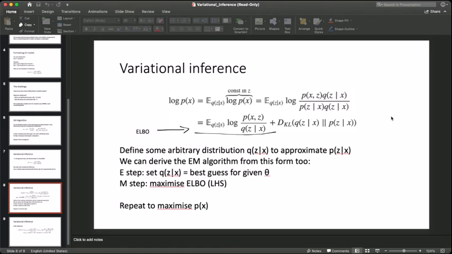So given this, and given that this is a log, I can now separate this into two terms. The joint p of x and z over q of z given x, and then this other objective, which is trying to map q of z given x to the true p of z given x. Make sense?